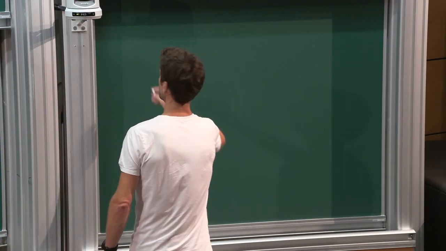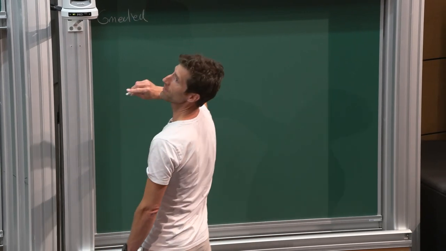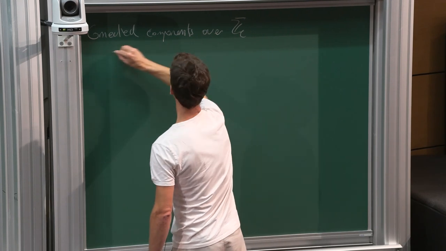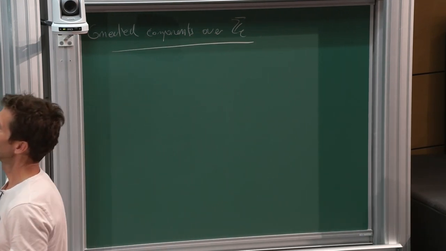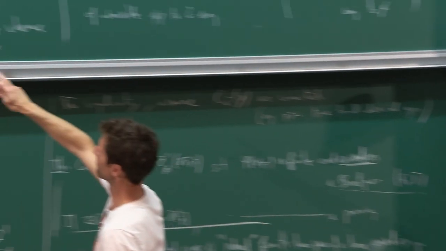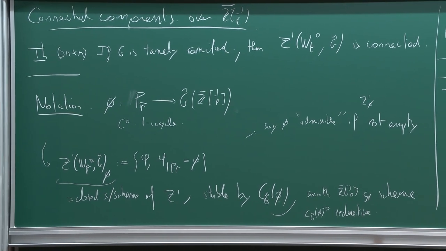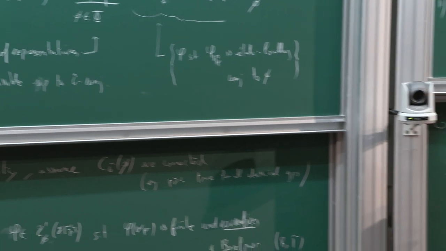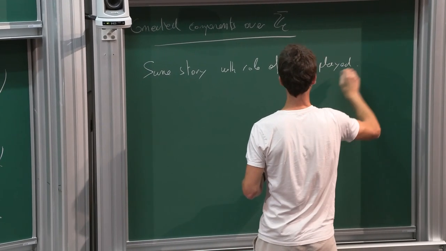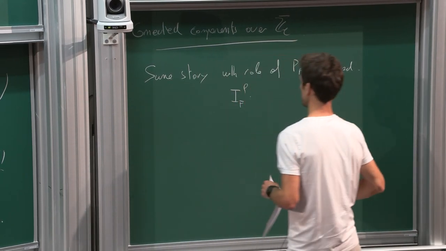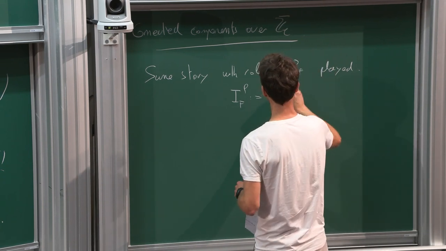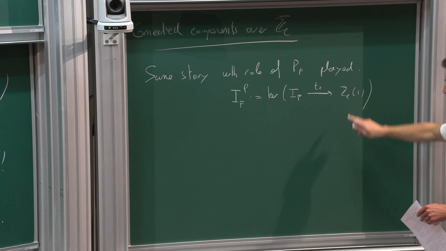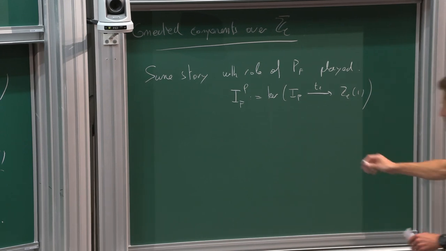So what's happening over Z_l bar? Maybe I won't repeat everything because exactly the same thing is happening. Connected component over Z_l bar. What we did here is restrict to P_F. Now, the role of P_F is played by the following group, I_F^L, which is sometimes called prime-to-l inertia, the kernel of the action of l-power roots of unity. So this is prime-to-l inertia.